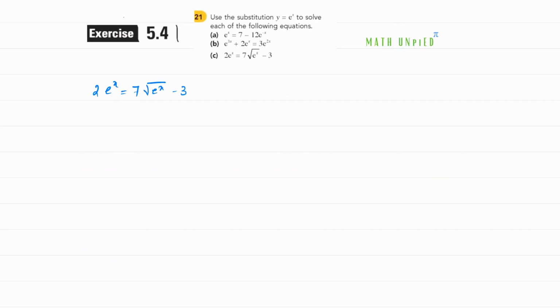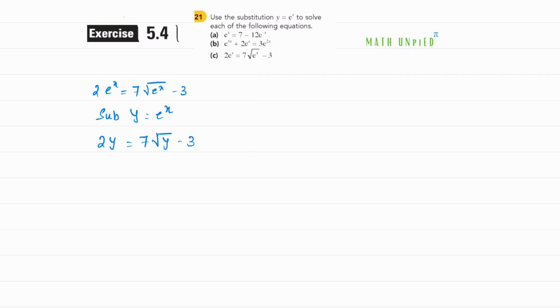Now let us do the subdivision C problem, which is 2 e power x equals 7 square root of e power x minus 3. So as given in the problem, let's substitute y equals e power x. So this will be 2y equals 7 root y minus 3.